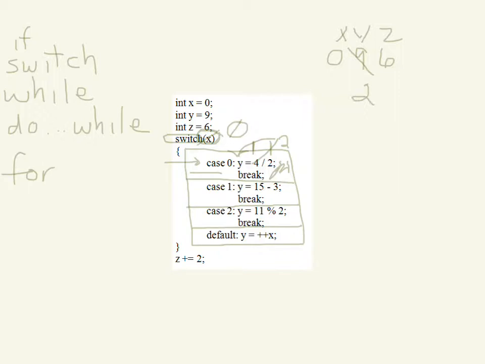Now I hit my break. So when I hit my break, I exit and go all the way down to the first line that follows the closing curly brace. Here it tells me to take Z and increment it by 2 and store that value back into Z. So 6 plus 2 is 8, and I put that into my Z variable. And now I have my ending values. X is 0, Y is 2, and Z is 8.